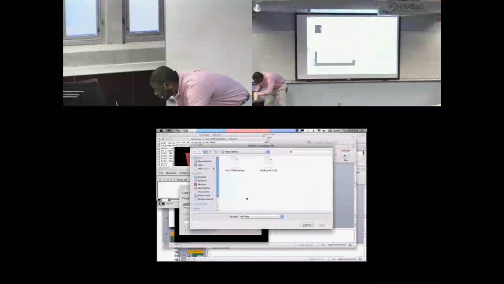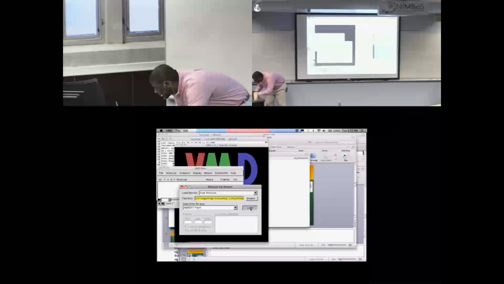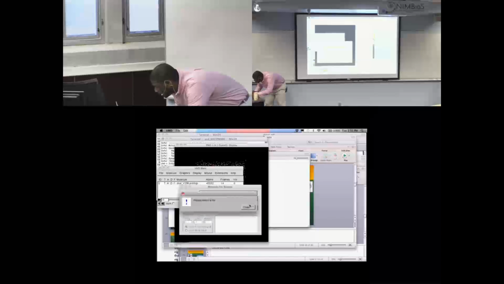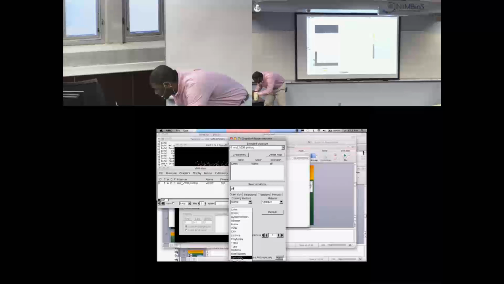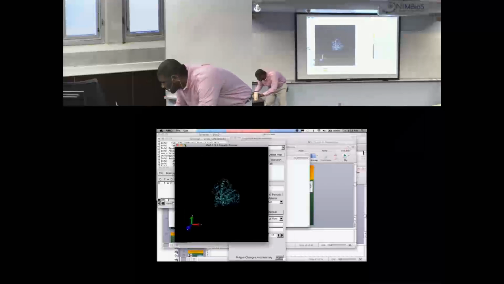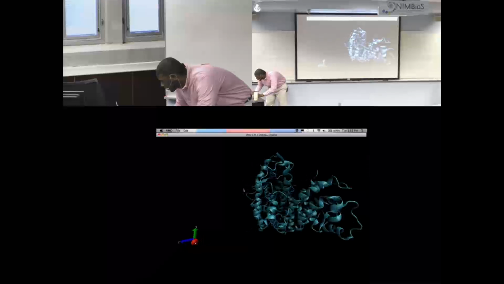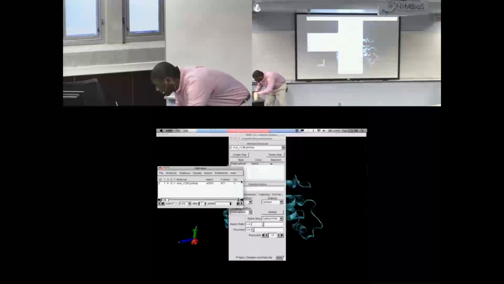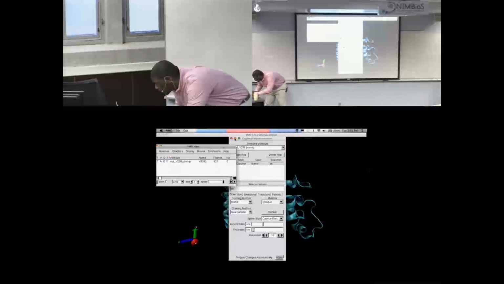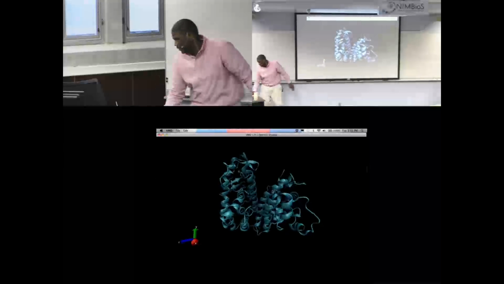All right. So I'm going to load what I call the topology, which tells me how everything's connected. And now I'm going to load the DCD, which is a trajectory, which is what I just talked about. What you can see is my RXR-TR complex again, and I'm going to show it moving.